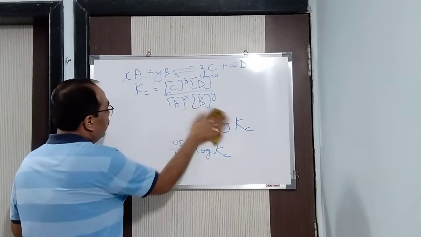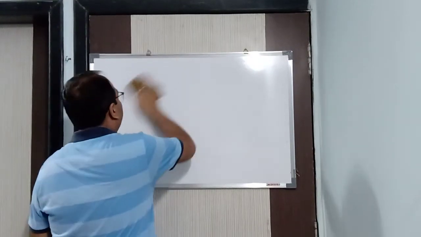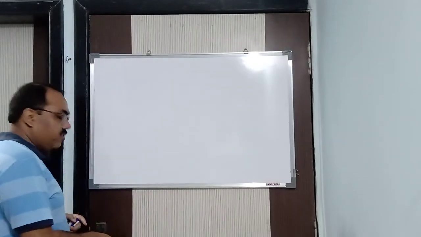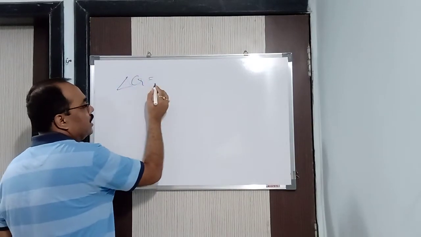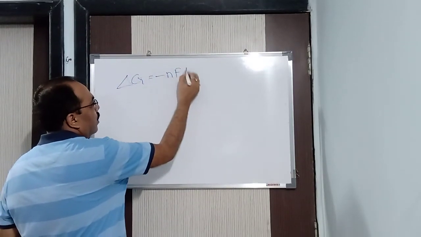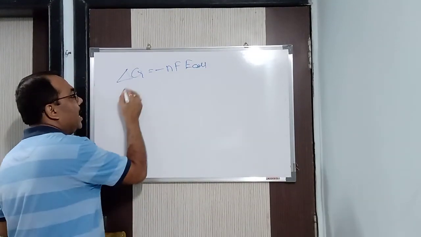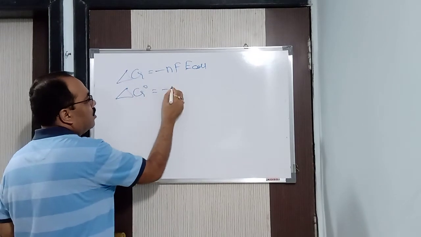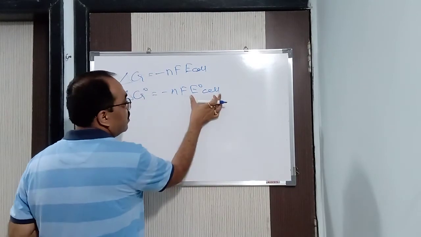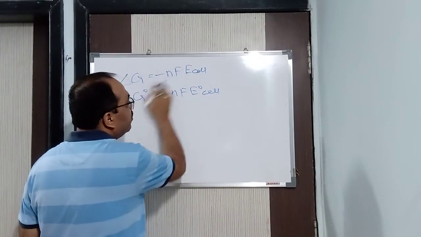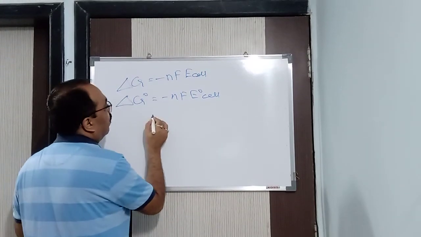The next one we are going to see is Gibbs free energy. Now Gibbs free energy you studied in class 11 in thermodynamics. Gibbs free energy is delta G. Delta G is minus nF E cell. You know it? Minus nF E cell. And standard Gibbs free energy delta G naught is minus nF E naught cell. If it is standard, this also has to be standard, E naught cell. Now we will simplify this one.